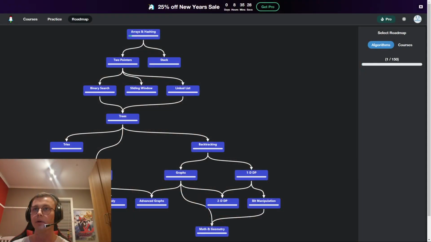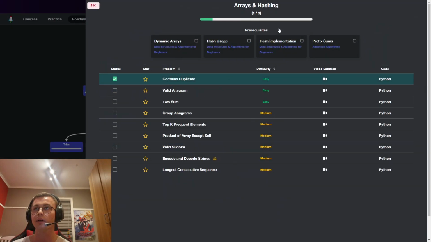So I'm going to be doing the second question in the LeetCode set of problems. The last one I did was Contains Duplicate. I'm now going to be doing Valid Anagram.